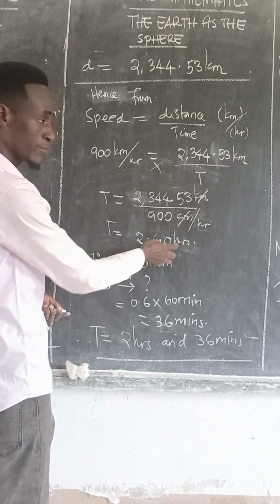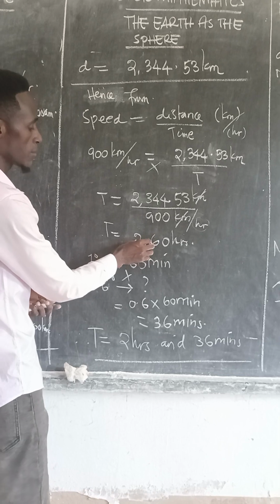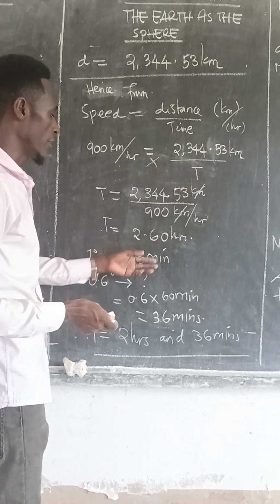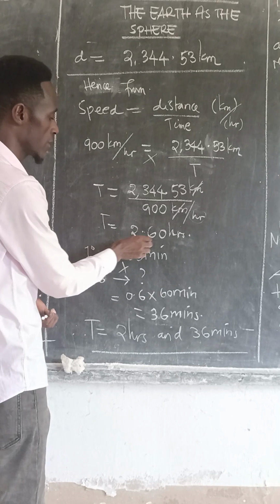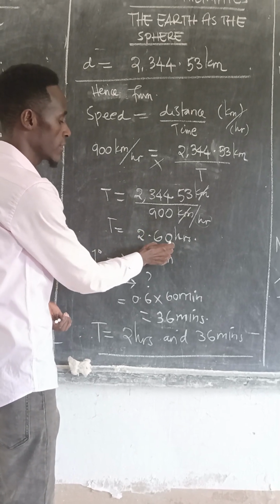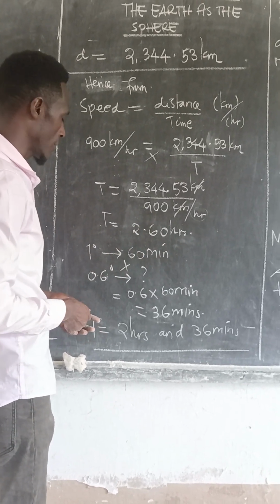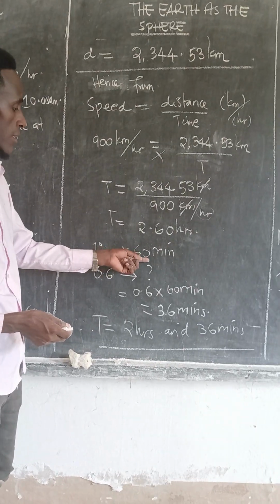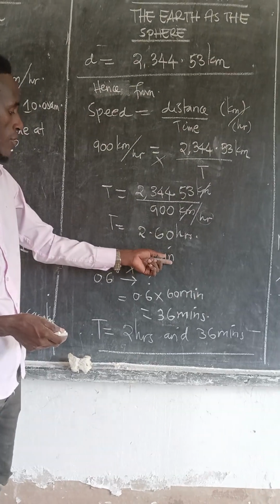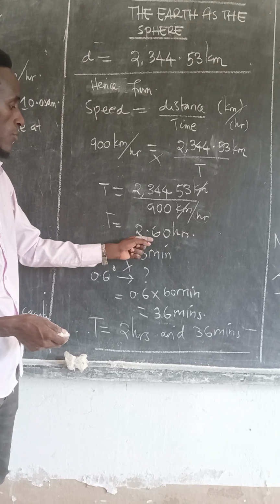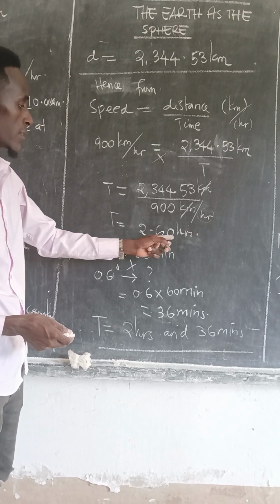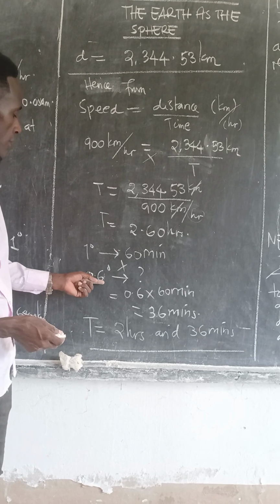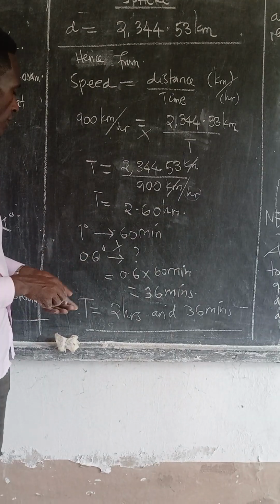These are hours, so you can change the 0.60 into minutes, where we know that 1 hour is equal to 60 minutes.